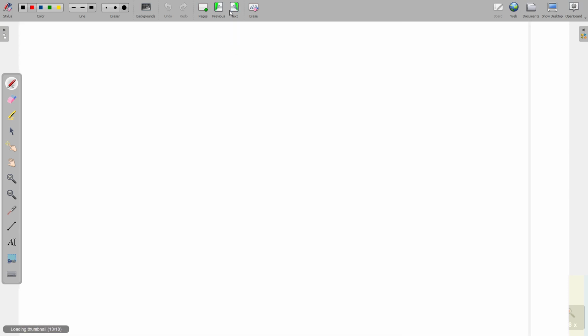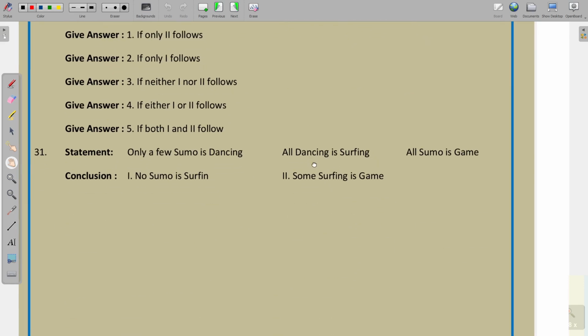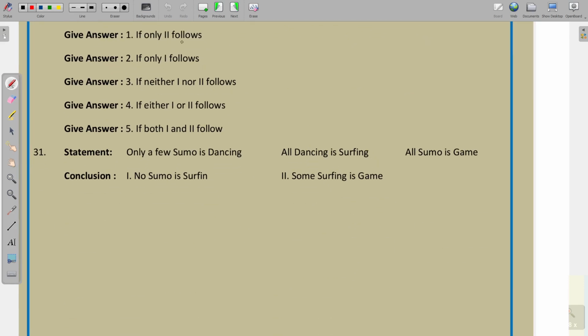Next, question number 31 to 34. ఒకసారి ఆప్షన్స్ చూడండి. Option 1 only 2 follows, option 2 only 1 follows, option 3 neither 1 nor 2, option 4 వచ్చేసి either 1 or 2, option 5 both 1 and 2 follow. These are the options.